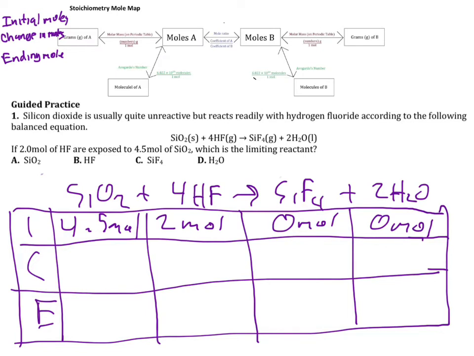Then what we're going to do is write the change in moles. So what you want to do is just pick one of your reactants. All right, so I'm just going to go ahead and pick this one. And if all of this is consumed, what would my change be? Well, if all of it is consumed, that means there's no more. So the change would be 4.5 moles.